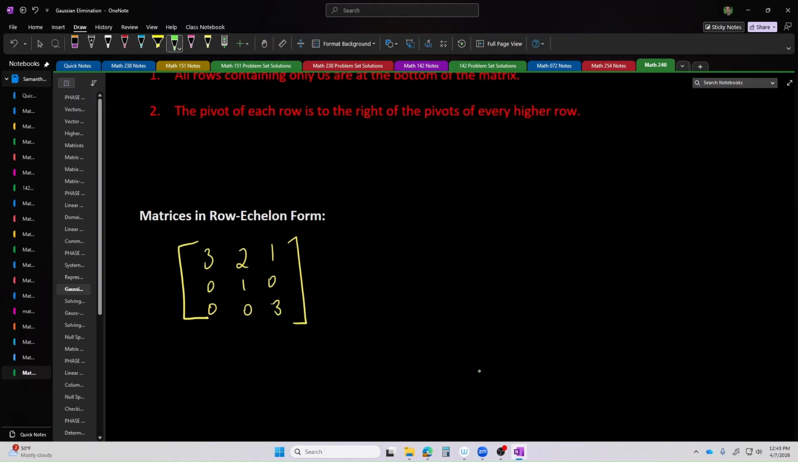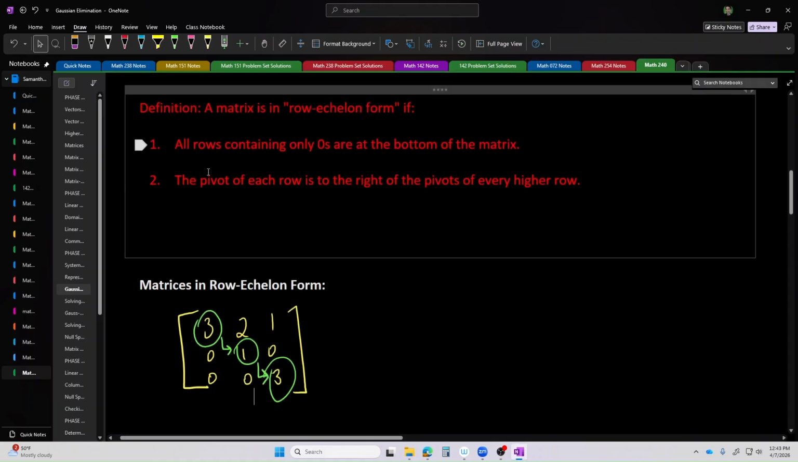So in this matrix, I have a pivot located here in the top left. That's the first non-zero entry in the first row. We have a pivot here dead center. This is the first non-zero entry in the second row. And we have a pivot here in the bottom right corner. This is the first non-zero entry in the third row. So notice how these pivots are staggered. As I move from one row down to the next, the pivot is to the right. And so that is what we mean when we say the pivot of each row is to the right of the pivots that are in higher rows.